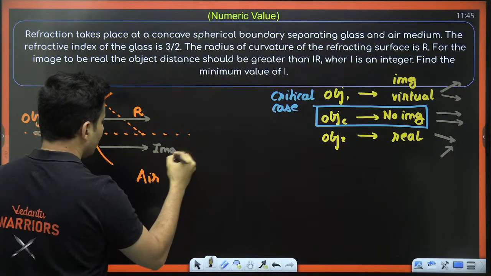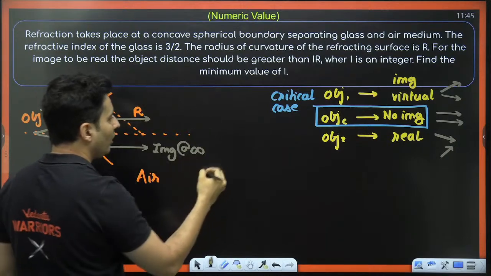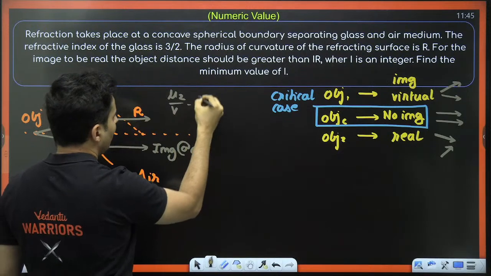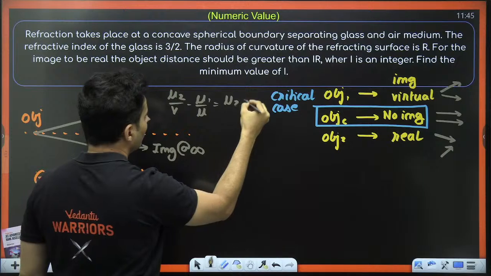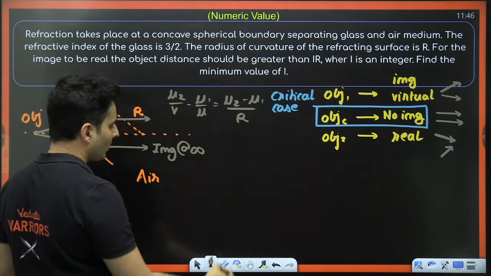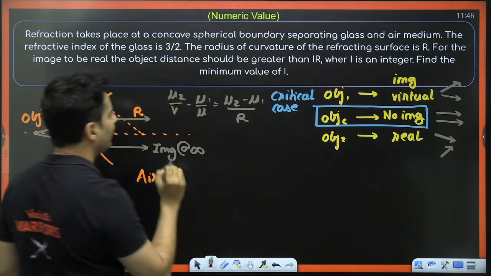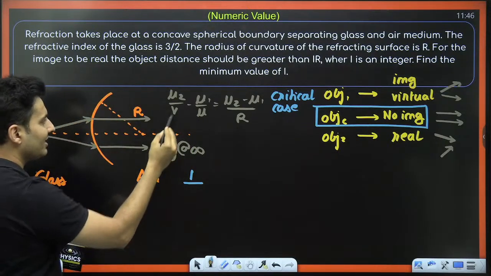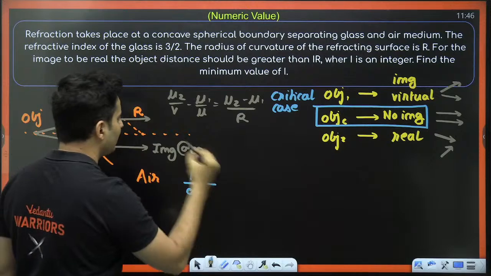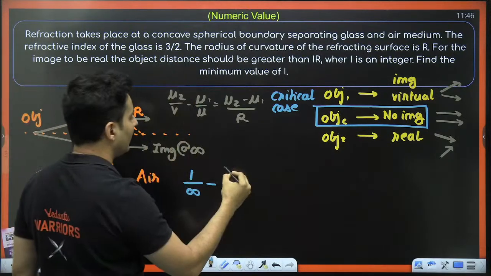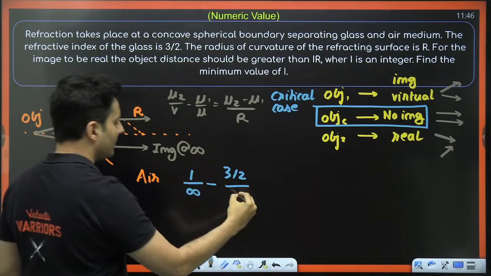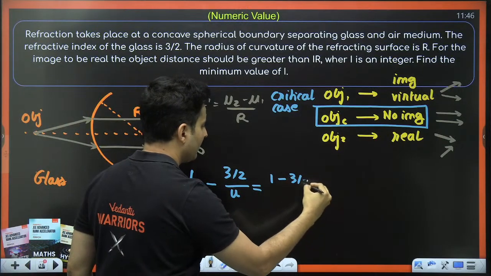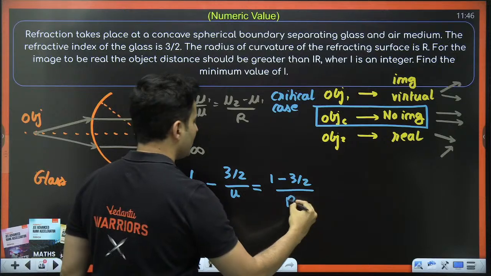The image is formed at infinity, and the formula I need to use is μ2 by V minus μ1 by U is equal to (μ2 minus μ1) divided by R. Let's start substituting for that critical case. μ2, the second refractive index, is of air, so 1. V is the image distance, which is at infinity, so 1 by infinity, minus μ1 of the glass, which has a refractive index of 3 by 2, by the object distance U, is equal to μ2, air, minus glass, divided by the radius of curvature, which is just R.